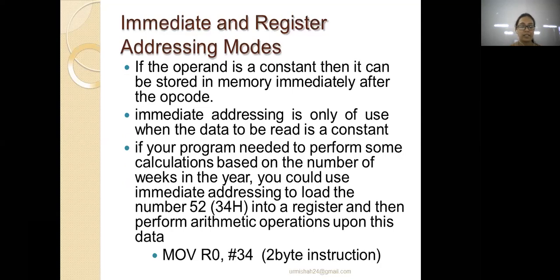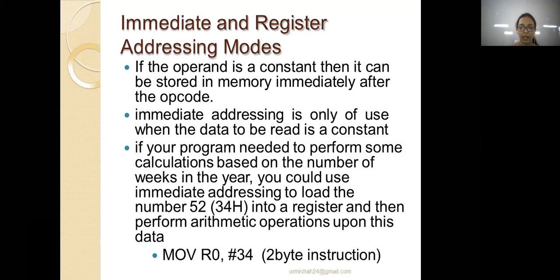So the first one is the immediate and register addressing mode. If the operand is a constant or in the form of some number, then it can be directly stored into memory immediately after the opcode. After the opcode means once the instruction has been executed, then the data can be immediately transferred. For example, here in the last line, the instruction given to us is MOV R0, #34. So #34 is the number data.